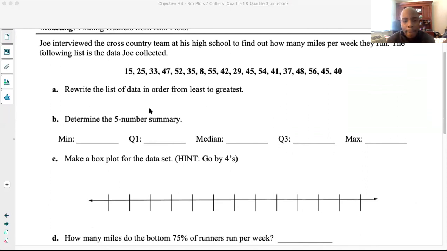The first thing we need to do with any type of data that we're given, even if it was a dot plot, is reorganize this data from least to greatest, from smallest to largest, right? That'll help us get a better understanding of what was the lowest number somebody ran, what was the highest number someone ran. So take a second, right? And if you want to pause it to organize it, you can. I'm going to do it right now, that way we can all see it together as I walk through it myself, okay?